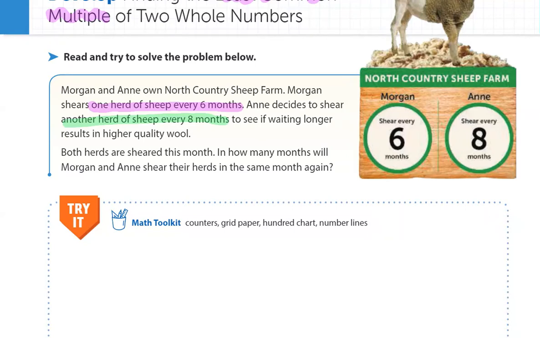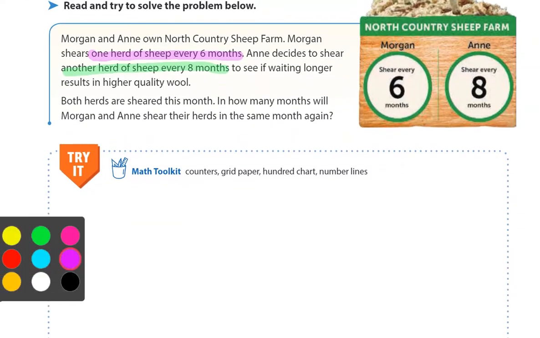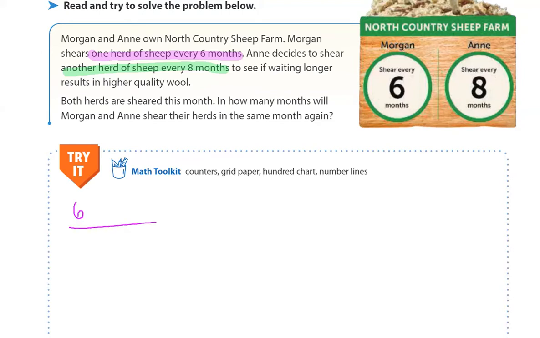So they share in the same month again. They're not going to overlap for a while. Let's see how many more months it's going to be until they overlap again. So we're going to list the multiples of 6 and 8, not the factors. We're looking for the least common multiple this time. And this is very handy if you have a multiplication chart in front of you. You can just look at the multiples of 6, which are, let's see, what was the multiple song that I was teaching my students?